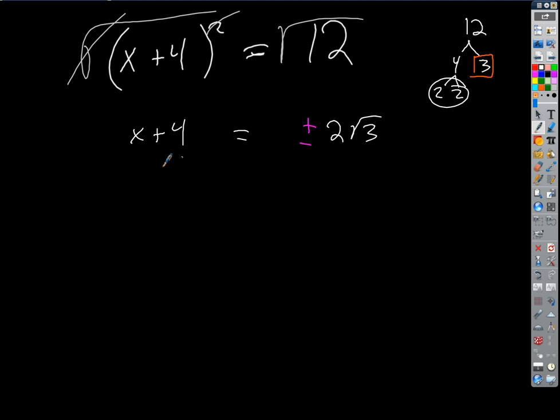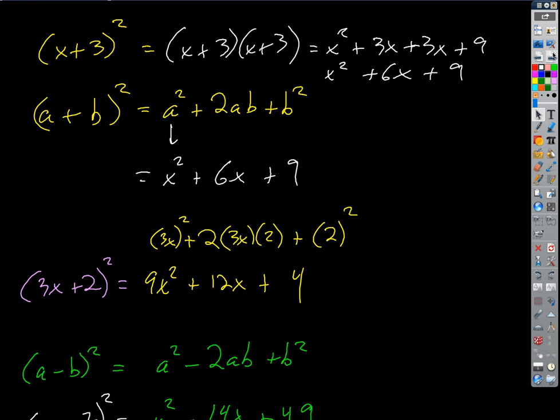Then I'm going to subtract 4 from both sides. And so I get x equals -4 plus or minus 2 radical 3. I'm done. How easy is that, right? Pretty easy. So that's our trick, right? We can always just complete the square on the left side to create a perfect square trinomial, right? Let's try another one of those.